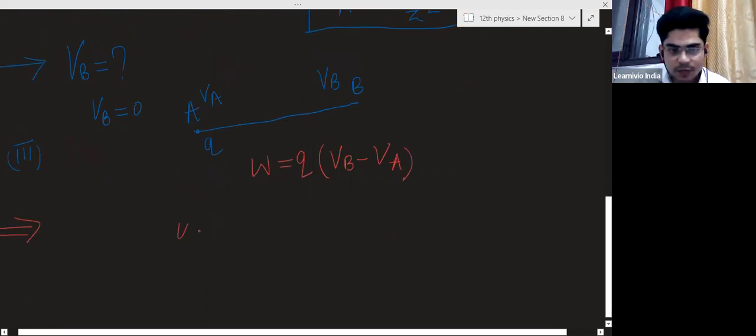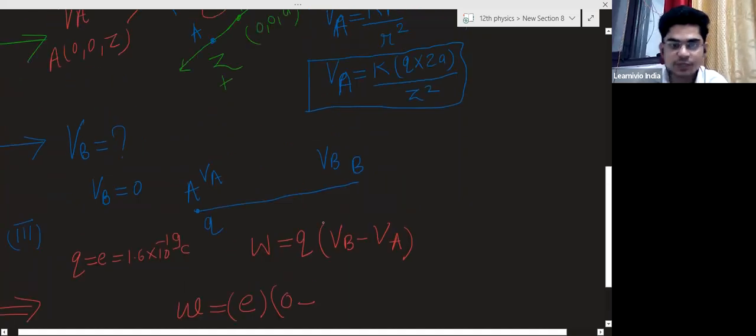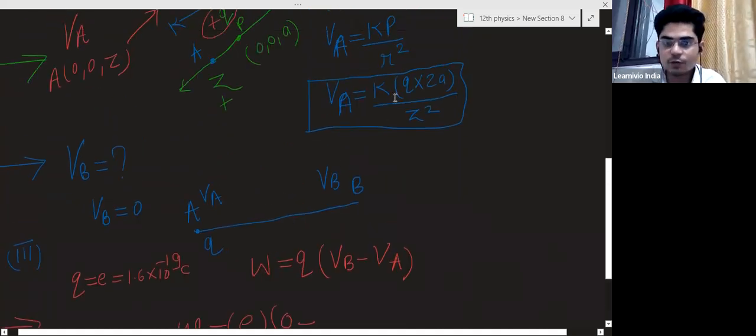For this case, the work done equals the charge on the proton, which is E, equal to 1.6 times 10 to the minus 19. Writing the charge in the form of E only, here I will put E times the potential at B, which is 0, minus the potential at A. What is the value of the potential at A?